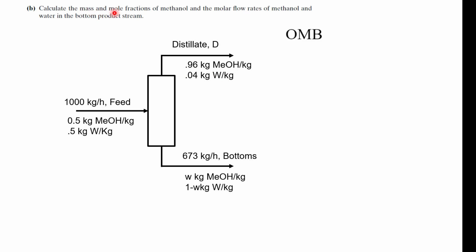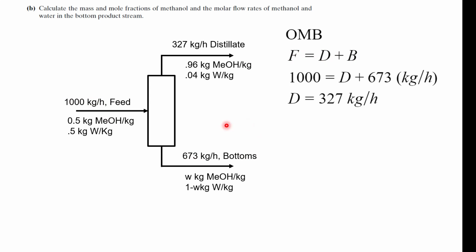Okay, so now what we have to do is calculate the mass and mole fractions of methanol and the molar flow rates of methanol and water in the bottom product stream. So the first thing you can do is the overall mass balance. Remember, adding up everything that's going into the system and setting it equal to everything that's going out. So the feed is equal to the distillate plus the bottoms. Plug it in: 1,000 equals 673 plus the distillate. And we can quite simply solve for the distillate. If we plug these values in, we have the complete overall mass balance, okay?